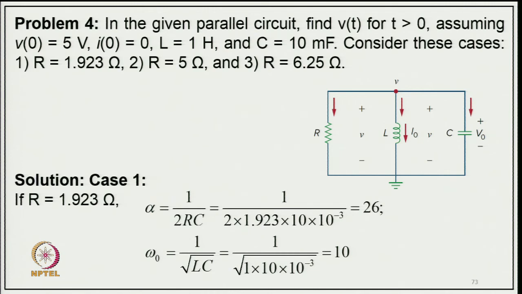So, coming to case 1, if R equal to 1.923, we can find alpha equal to 1 upon 2RC for a parallel circuit, that is 1 upon 2 into 1.923 into 10 power minus 3, which equals 26. And omega 0 is 1 upon root LC, that is 1 upon root of 1 into 10 power minus 3, that becomes 10. So, these are alpha and omega 0 in this case.